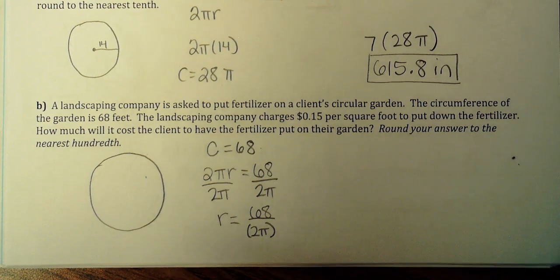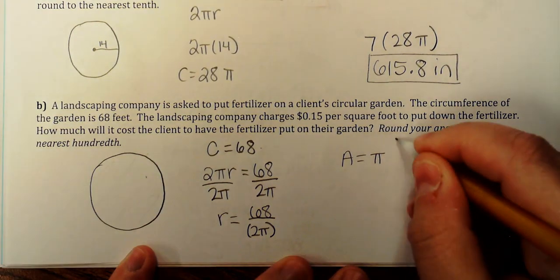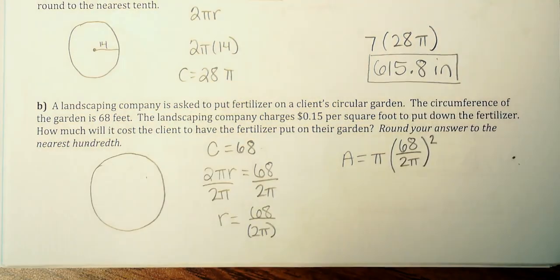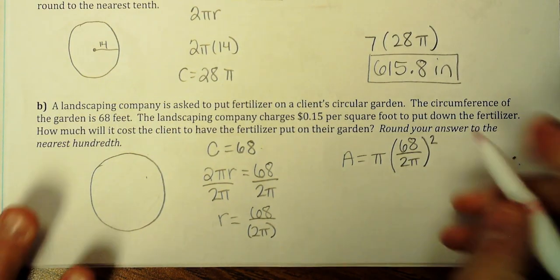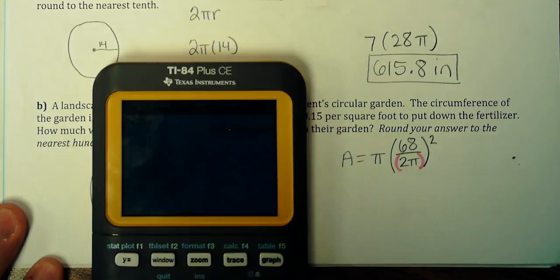Now, if I need to find my area, I need the radius, which is why I was finding that. Area is pi times my radius squared. My pi's are not going to cancel out there because I have to take care of that squared first. But this is how I would find my area here. This is really important if you want to type this in the calculator: you have to put parentheses around that 2 pi on the bottom. Otherwise, the calculator will divide 68 by 2 and then multiply the result by pi, which is not what we want to do. So this is going to give me the area of the garden.